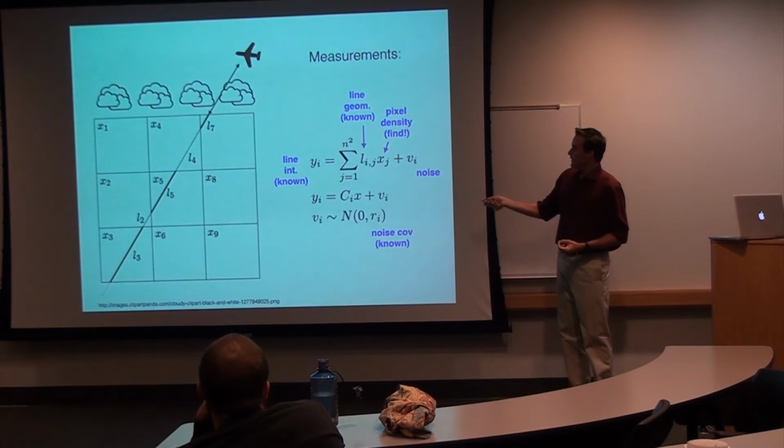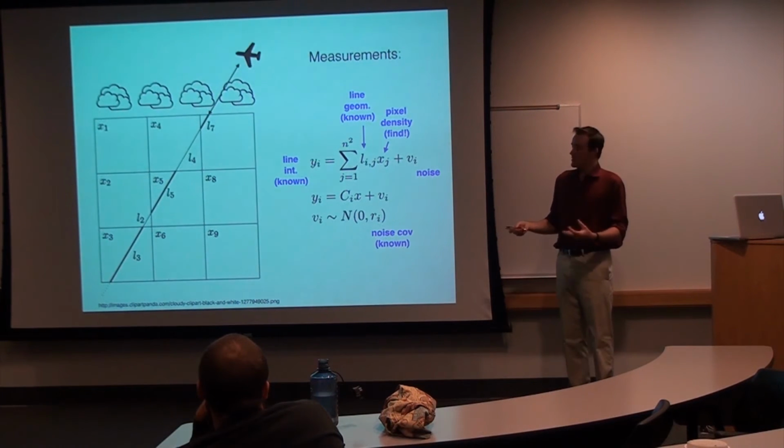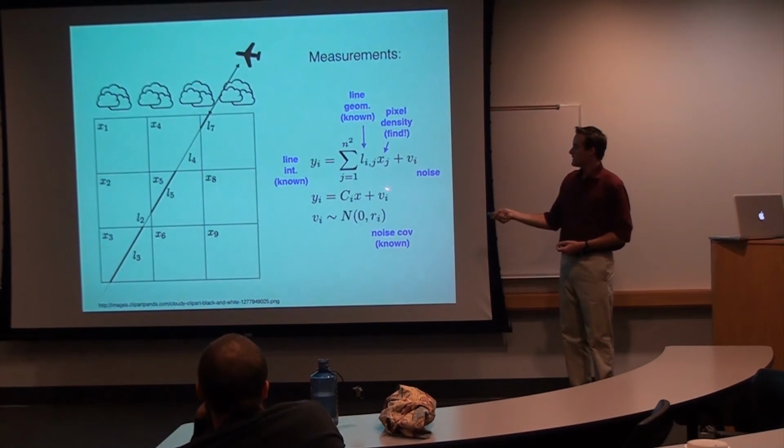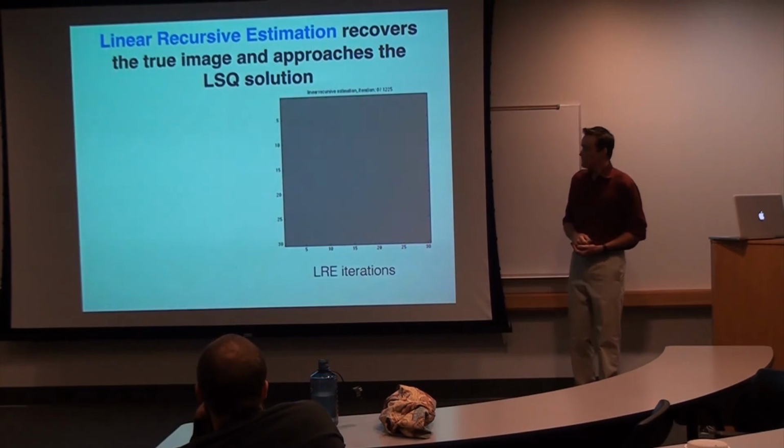And so all of these covariances are assumed to be known, because we know where the airplane is and how high it is over the ground. So this is exactly the form that we need to apply the linear recursive estimator. So here's what happens.